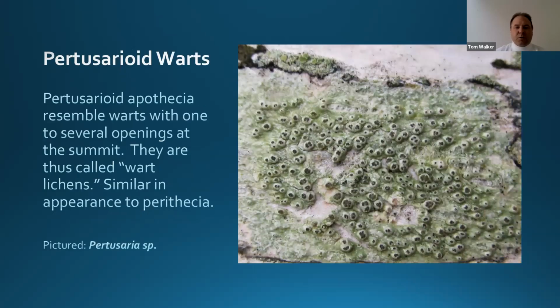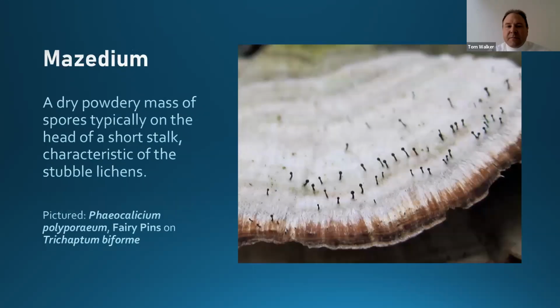Pertusarioid warts. So lichens in the genus Pertusaria produce fruiting bodies that make these little warts, and they have several openings at the summit called ostioles. Mazaedium is a dry powdery mass of spores on the head of a short stalk, and these are the stubble lichens, very, very small. This one is called fairy pins, and this one grows on the surface of Trichaptum biforme, which is known as the violet tooth polypore. So whenever you see that fungus, keep an eye out for these little fungi, or little lichens rather.